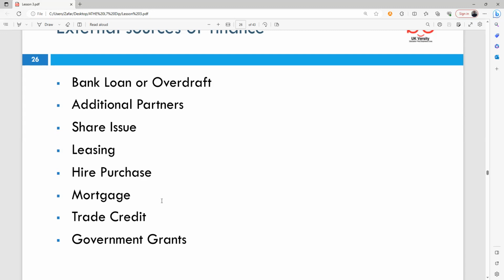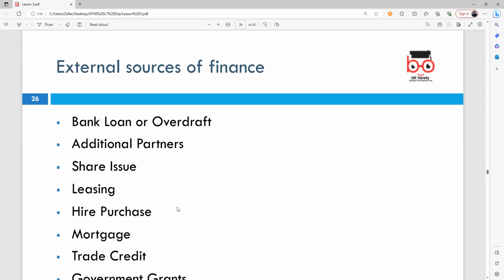Some of these external sources of finance are short term. Some of them will be long term. For example, a mortgage is very long term. Hire purchase is medium to long term. Leasing is also medium to long term. It depends. And short term is bank loan and overdraft. So depending on what you need, how much you need, and the cost of this finance, it is a source of finance that you can go for.